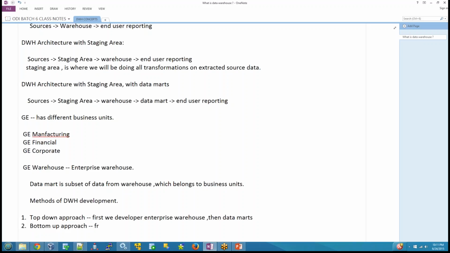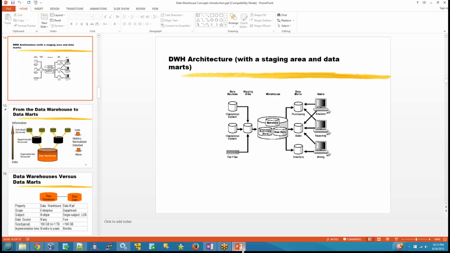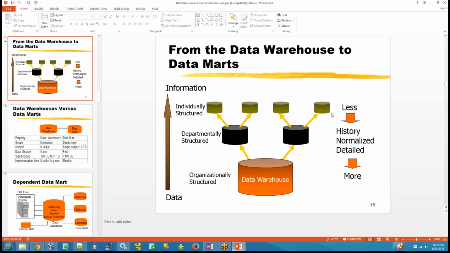In the bottom-up approach, first we develop the data marts, and then all the data marts are combined to generate the enterprise warehouse. Most people follow the top-down approach: first people load the data into the enterprise warehouse, then it loads to the data marts. Here, in the bottom-up approach, first we develop the data mart, then the warehouse. Either way is possible.